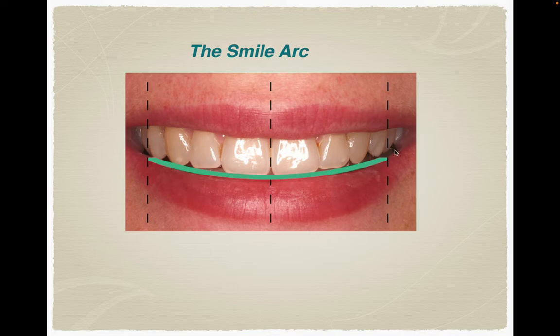After you consider the vertical position of the incisor and gummy smile, you need to look at the smile arc, which means that the smile of the upper teeth should follow the contour of the lower lip.